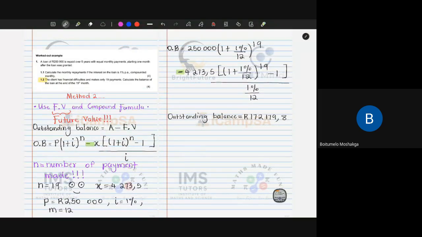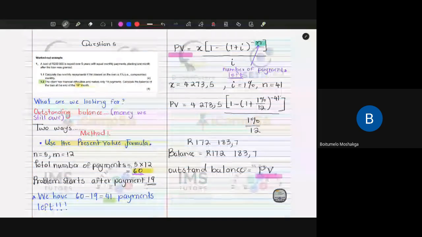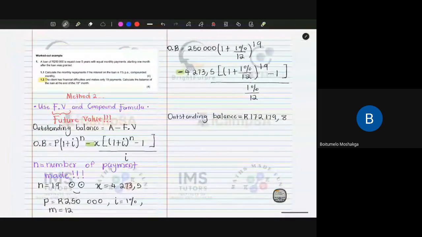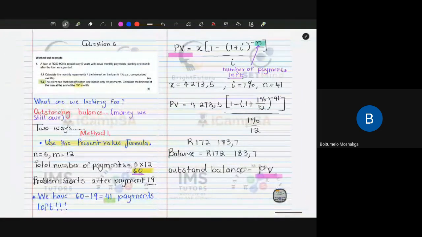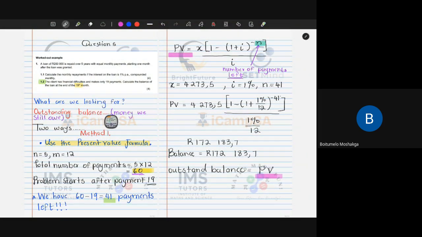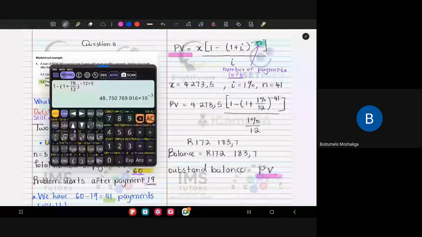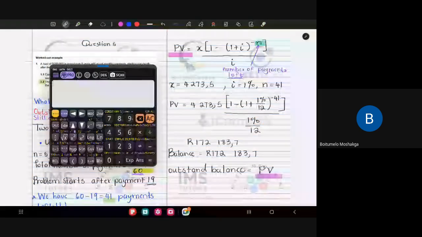So let's see, 170. Let me see our installment. 423.5. And the other one we got 183. Why are these two different, guys? Let me see. Not too different, but I was not expecting them to be this different. So let's see if we didn't make any mistake.